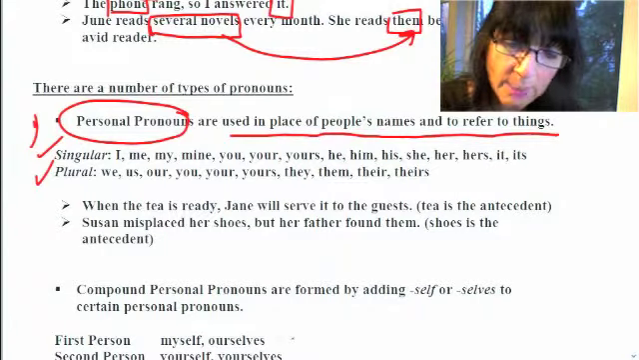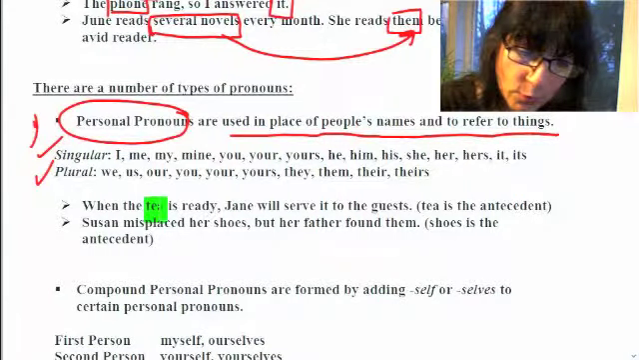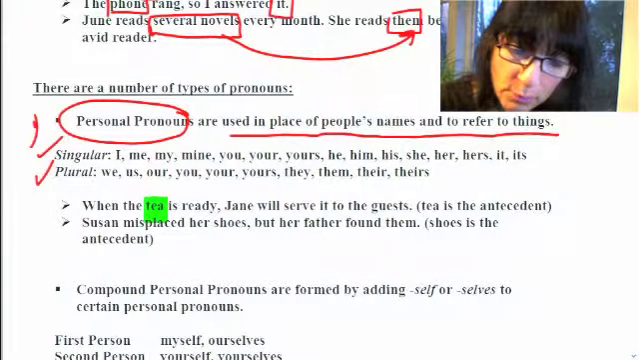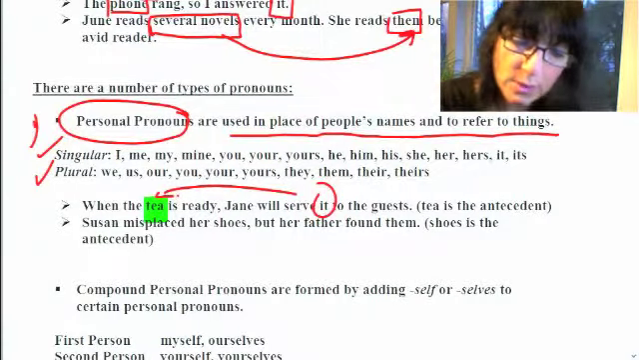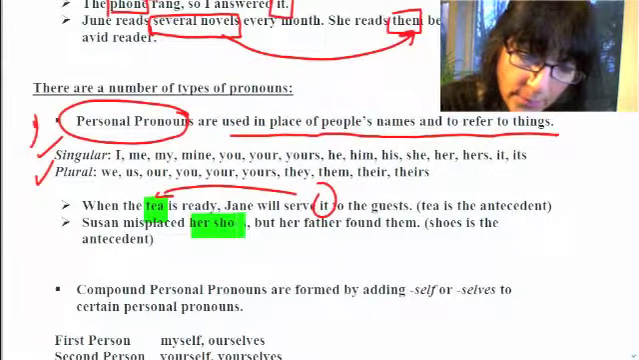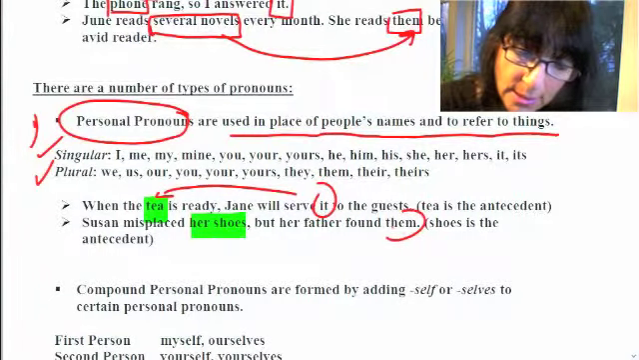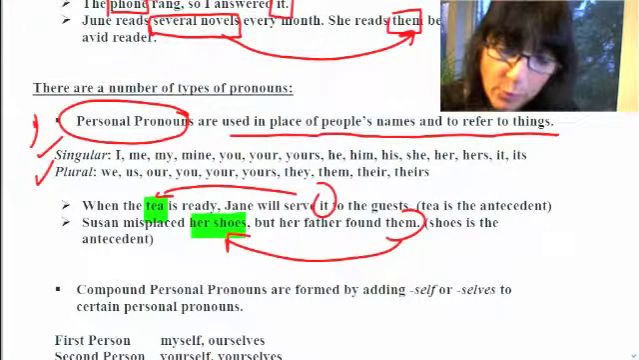Let's look at a couple of examples to clarify. The first one, when the tea is ready, Jane will serve it to the guests. In this example, you've got the word tea, and that is the antecedent, and to replace the word tea, you have used it as the pronoun. It refers to tea. In the second example, Susan misplaced her shoes, but her father found them. In this example, shoes is the antecedent. You're using the pronoun them, and you're replacing the word shoes with the pronoun them. So those are called personal pronouns.